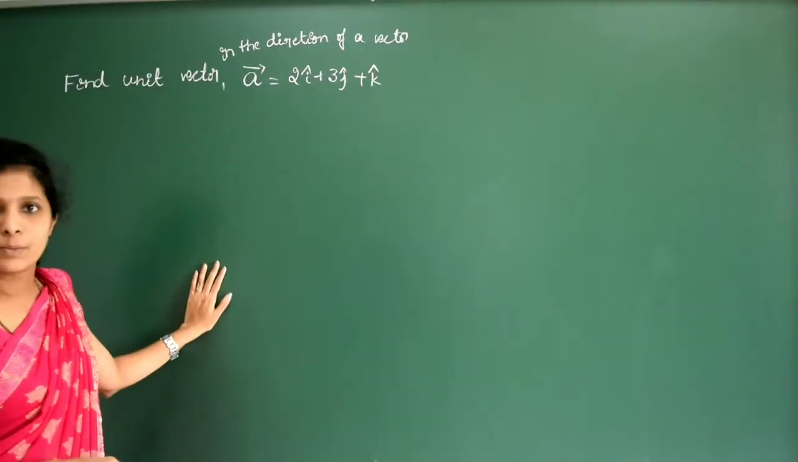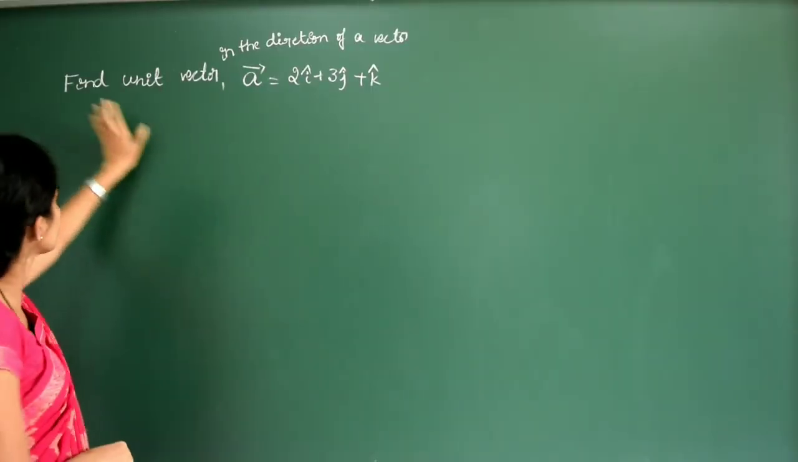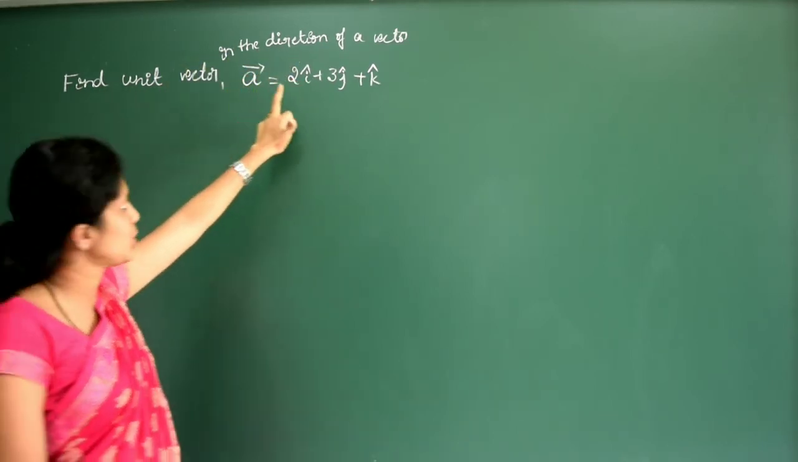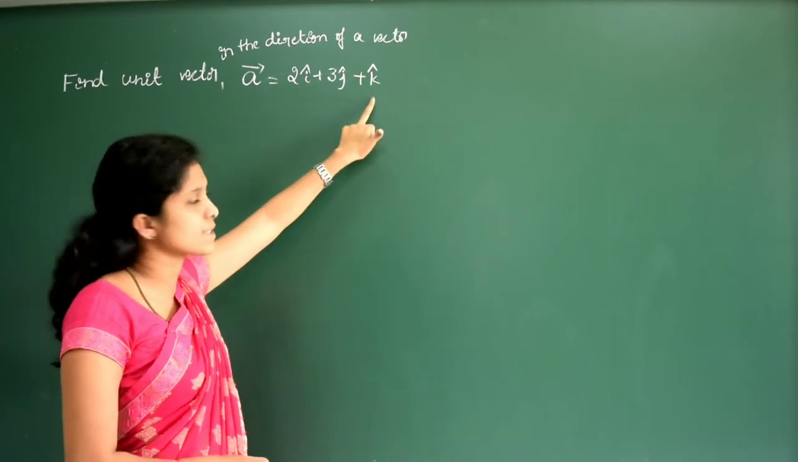Now see these problems. This type of problem is important for 1 or 2 marks. Simple it is. Find the unit vector in the direction of a vector. The vector a is equal to 2 i cap plus 3 j cap plus k cap, given.